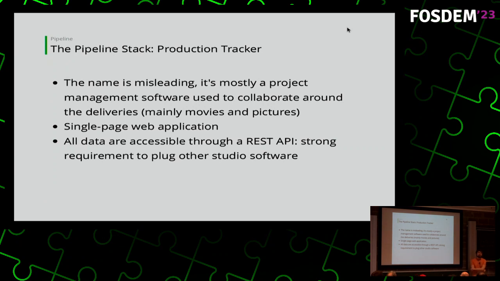So the first brick that is needed to build an efficient pipeline is a production tracker. The name is very misleading because it's not about tracking, it's about collaborating. People use it to dispatch tasks, to ship deliveries, and then to talk around it. They are mainly single-page applications, and they have a strong API to allow every tool to connect to it. It's very important because there is tons of interesting data for every user in the studio, and it's important to be able to access all of it.